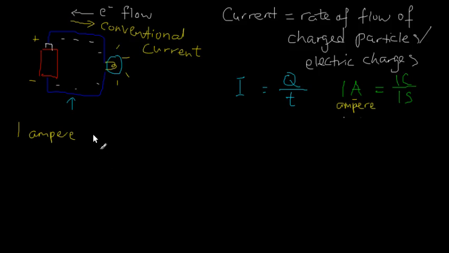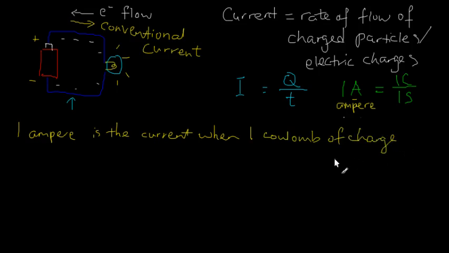I can say something like 1 ampere is the current when 1 coulomb of charge flows for 1 second. Okay.